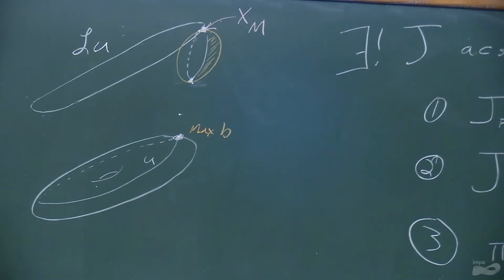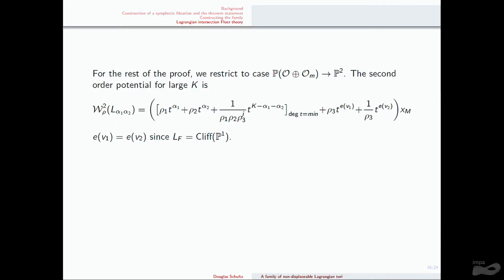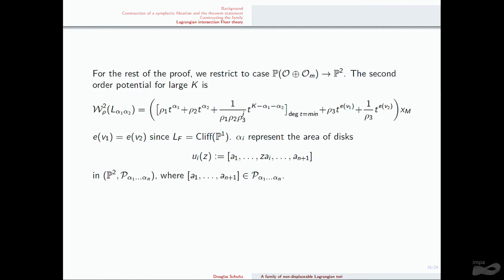And the standard integrable complex structure is regular in this case, so you can just write it down. This is Cho, or actually Cho, but eventually. This here is the potential for a moment torus in P2, and that's Cho. So these alpha_i represent the area of disks of this form here.